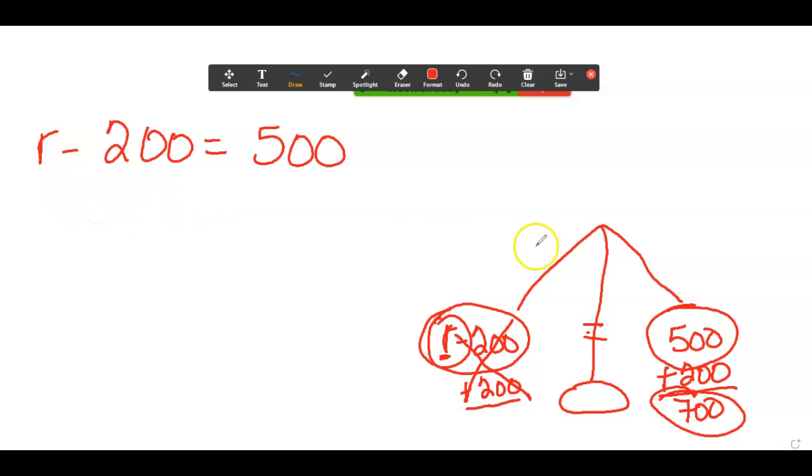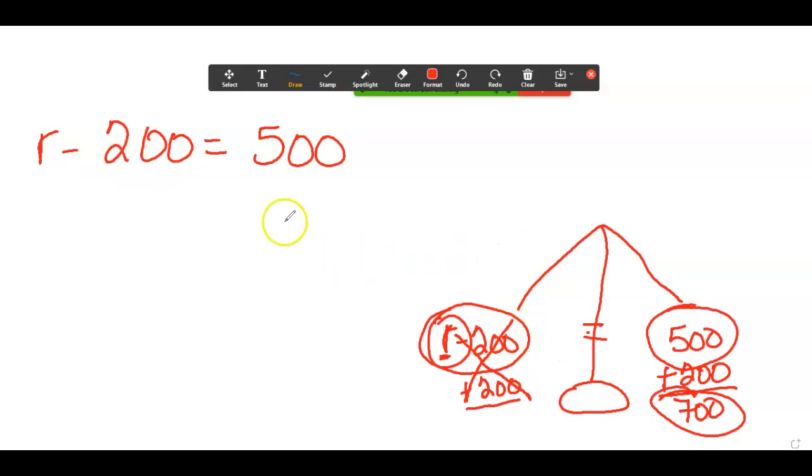Okay, now this whole thing that I'm doing over here with the balance is just to illustrate to you that it has to stay equal. You don't have to draw this balance out, that's not necessary. But I'm just showing you that everything on each side of the equal sign has to stay equal. One side or the other cannot be bigger than the other.